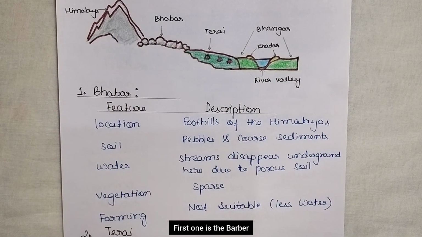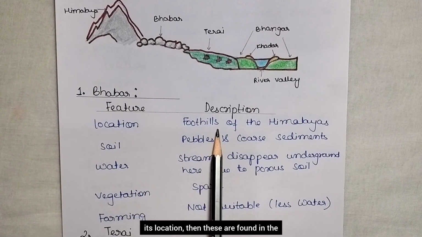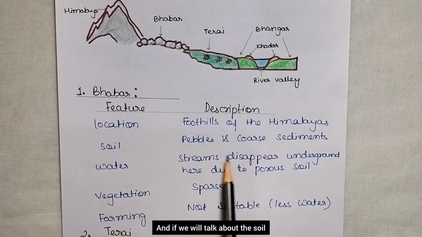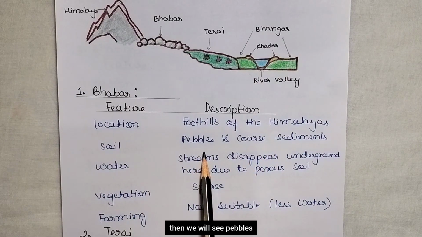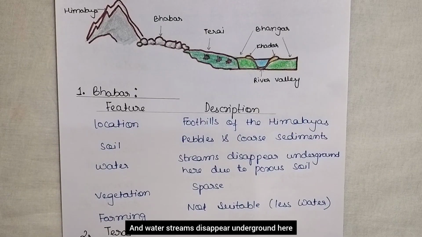First one is the Bhabar. If we go through its features, its location, then these are found in the foothills of the Himalayas. And if we talk about the soil, then we will see pebbles and coarse sediments here. And water streams disappear underground here due to porous soil. Okay, so here the water just disappears underground due to porous soil.